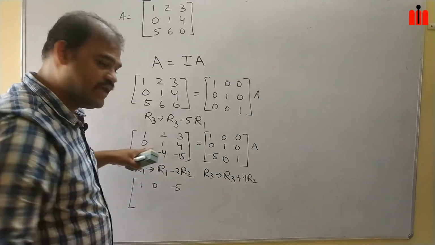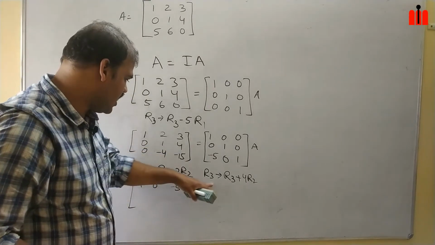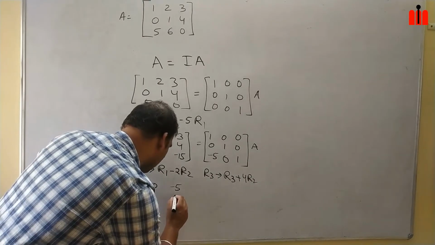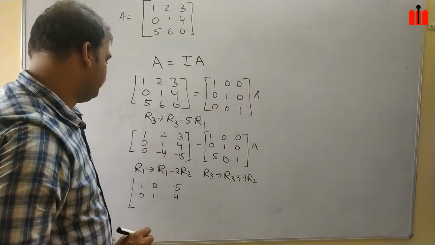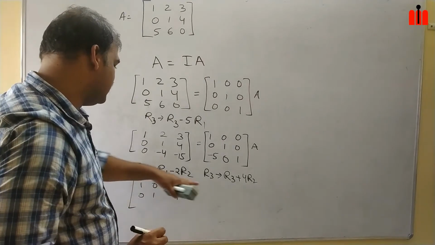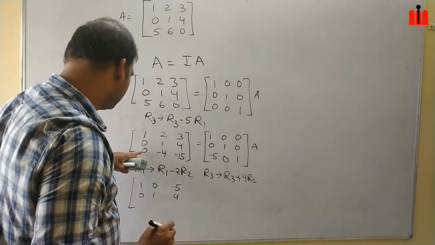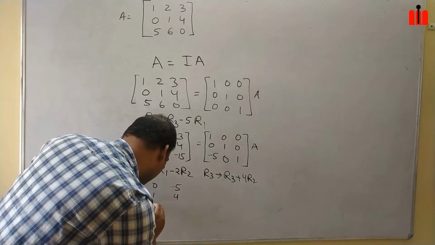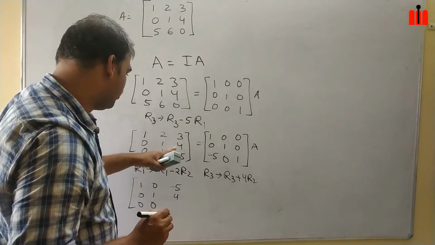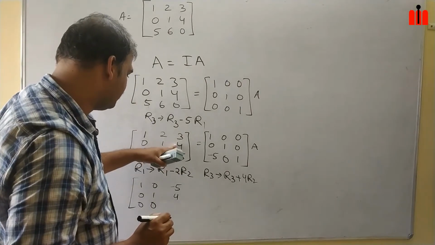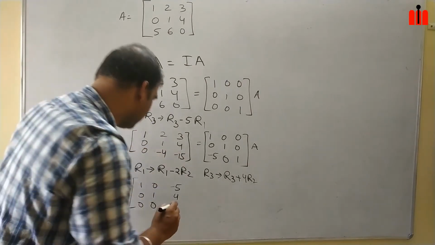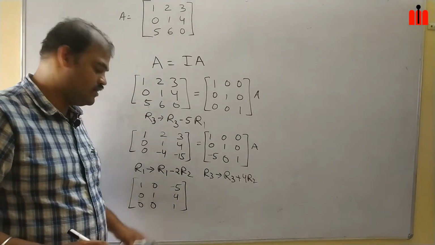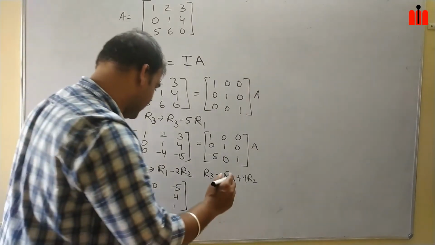We are not performing any operations on R2. We are performing on R1 and R3. So R1 will be same. R2 will be same. 0, 1, 4. Now for R3 plus 4 into R2. So it will become 0. 4 into R2 it will become 0. And another one term 4 into R2, so it will become 16. 16 minus 15, 1. So this will be my matrix on left hand side.